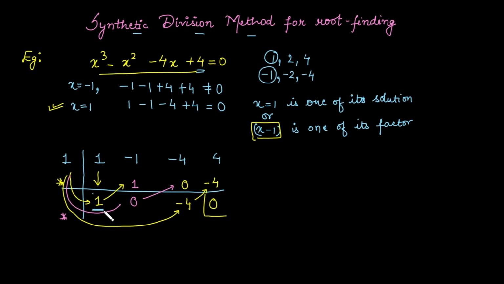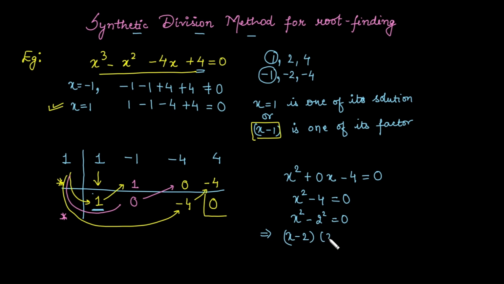So the first coefficient is the coefficient of x square, that is 1. Coefficient of x is 0. And the constant term is minus 4. So now put it equal to 0 and find the roots for this one. So it is x square minus 4 is equal to 0. Now we can write it as x square minus 2 square is equal to 0. So this implies x minus 2 times x plus 2 is equal to 0.